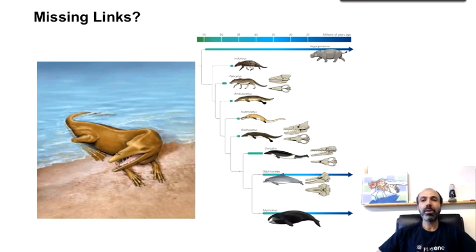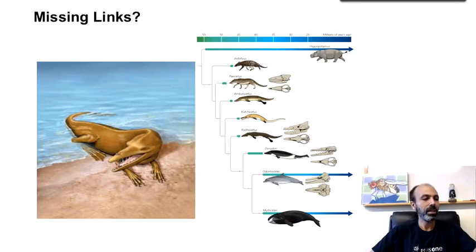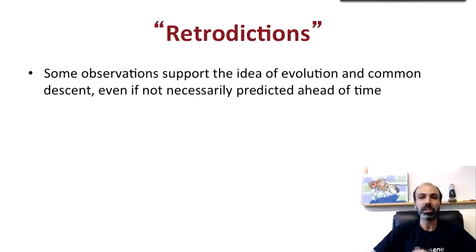So I talked so far about a few predictions of common ancestry and evolution over time, driven especially by natural selection. Let's change gears a little bit, and let me talk about some retrodiction. So these are observations that support the idea of evolution and common descent, but they won't necessarily have been things that we predicted ahead of time. That when we see them, they support this idea, but if we didn't see them, it doesn't necessarily mean that they don't support. So these are things that are consistent with the idea of evolution by natural selection and common ancestry of species.